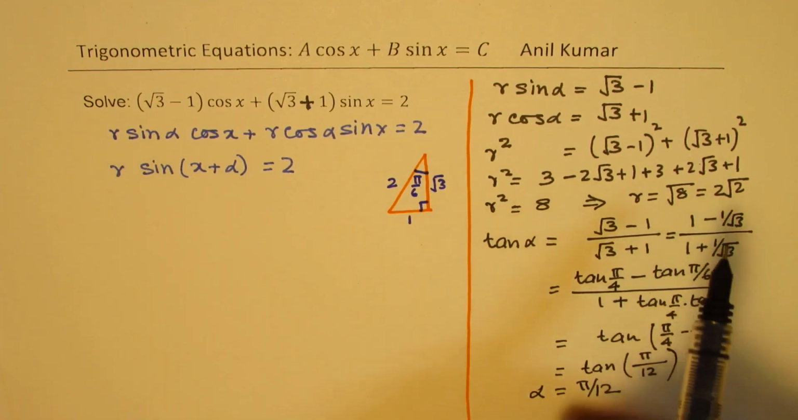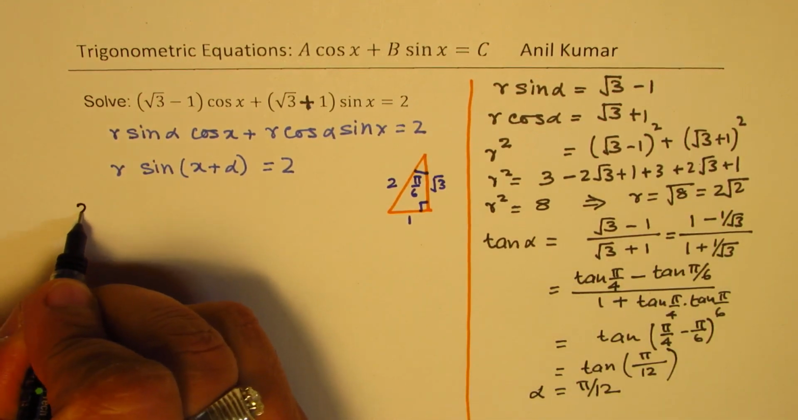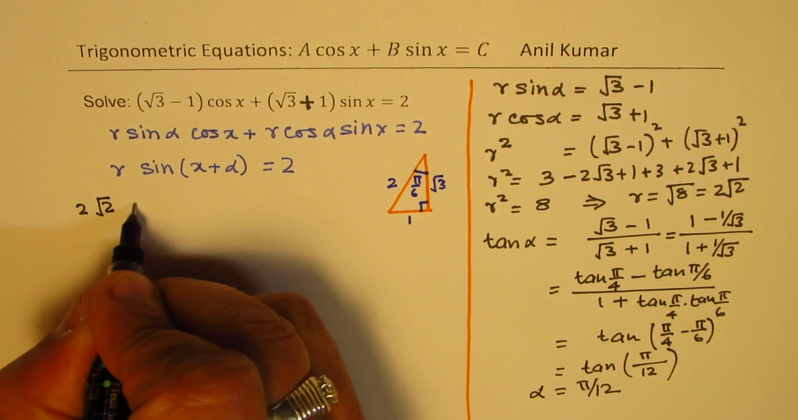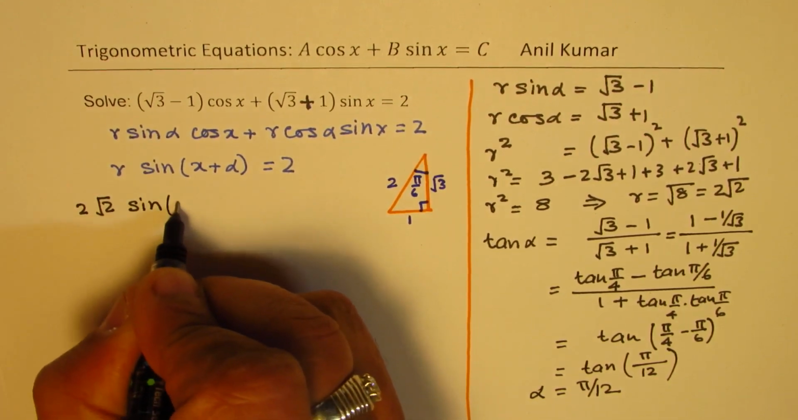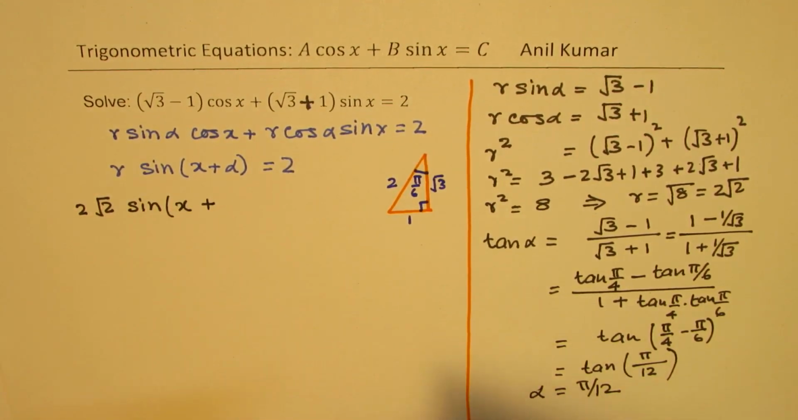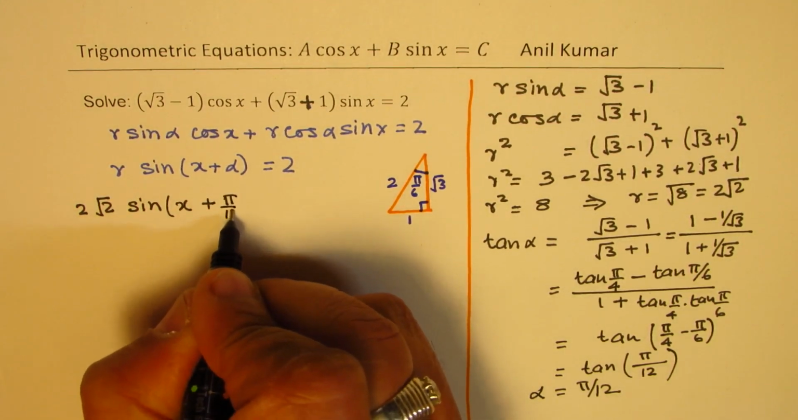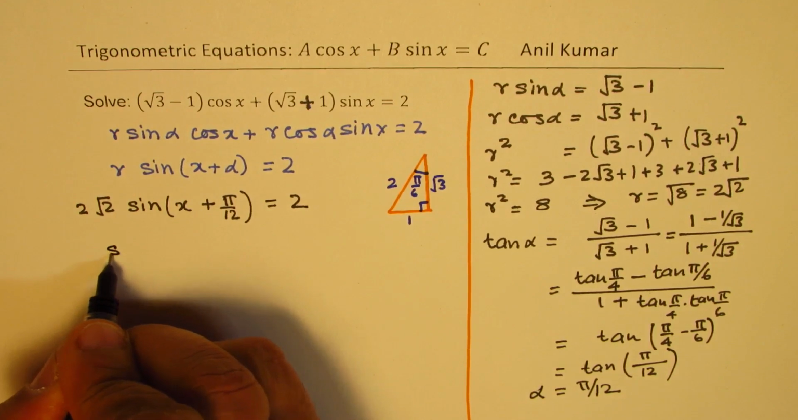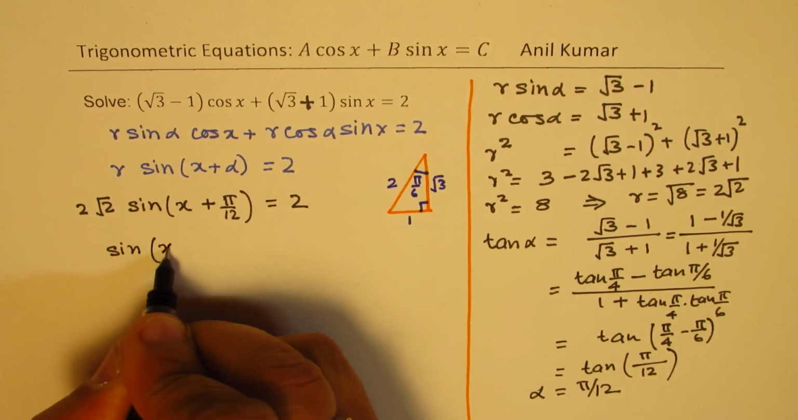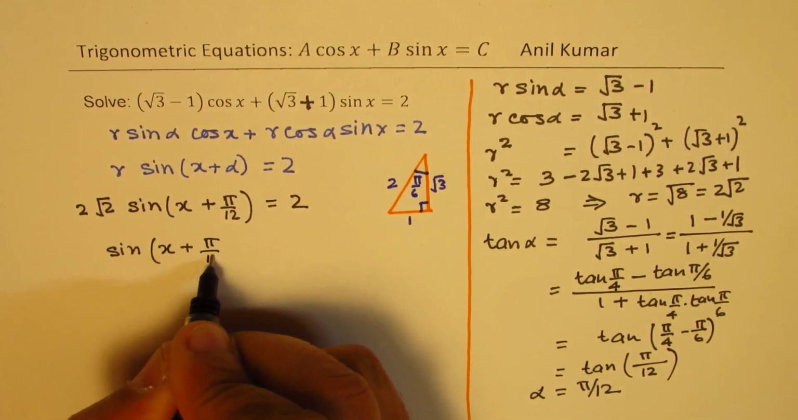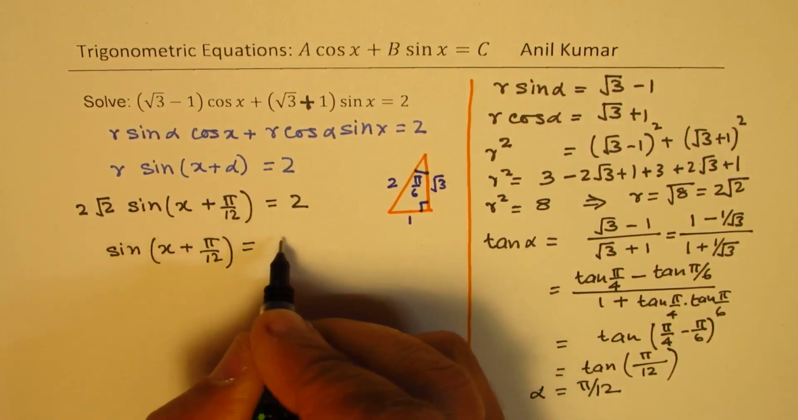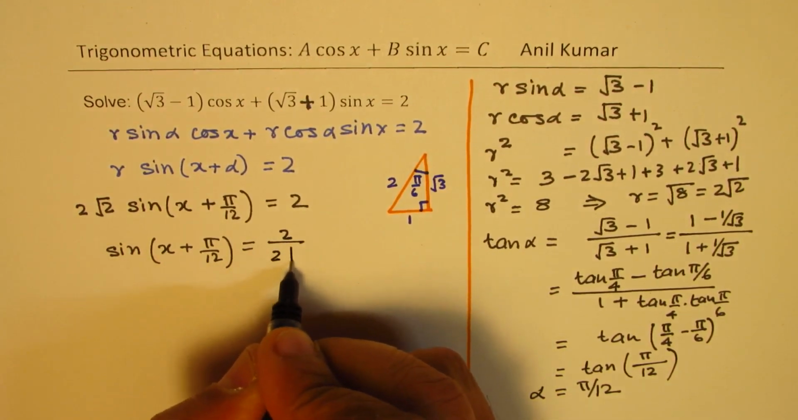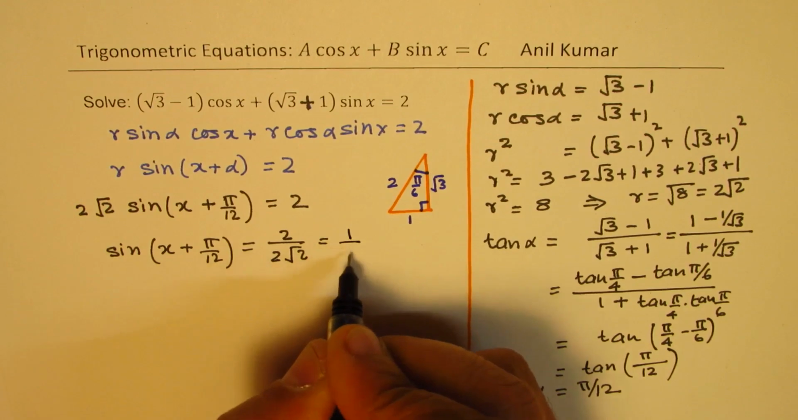So we could write this as r is 2 square root 2. So we get 2 square root 2 sine of x plus alpha, which is pi by 12, equals 2. Now dividing, we get sine of x plus pi by 12 as equal to 2 over 2 square root 2, which is 1 over square root 2.